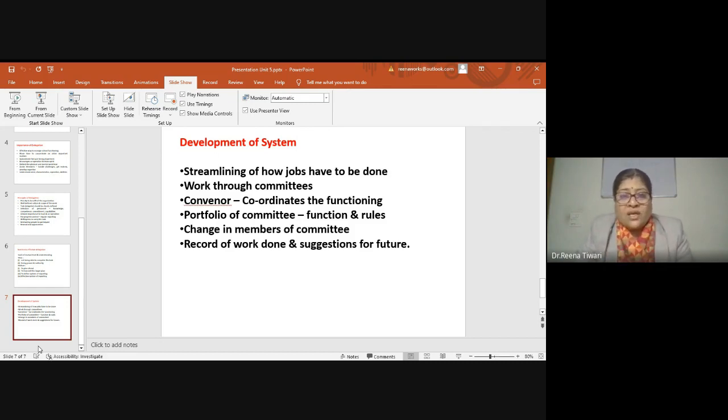If all the work done is kept in a written record, then it will be easy for the committee to suggest to future committees what was wrong, what we were lacking in, the lacunae, the areas in which we failed, where we haven't done better, and how they can be improved. So these are the different types of committees which we've talked about, and how a system can be developed.